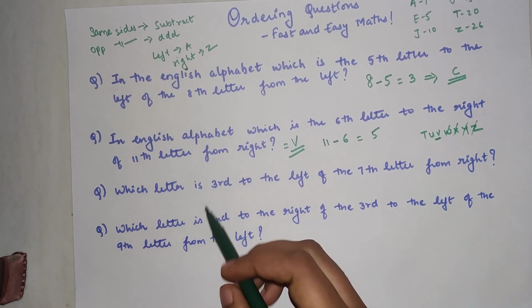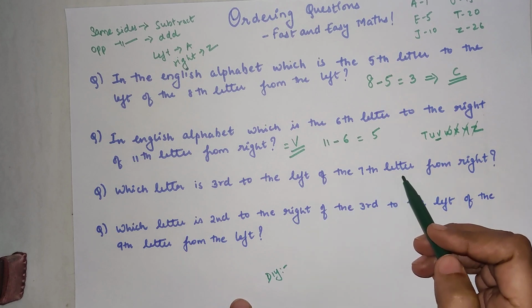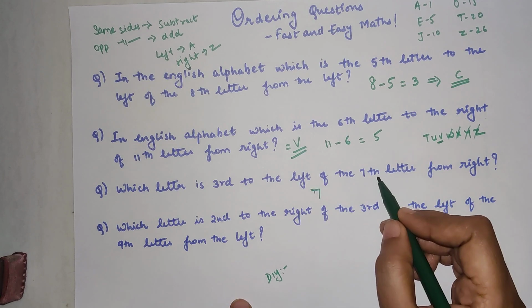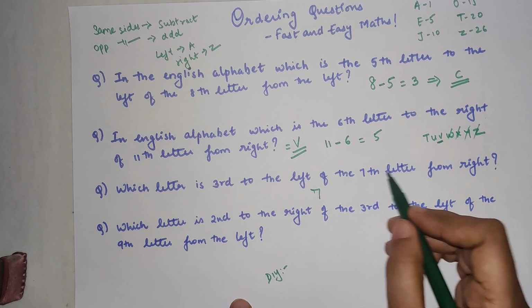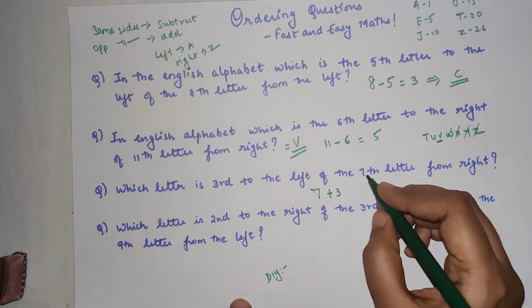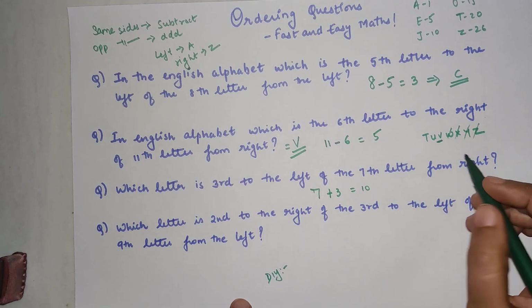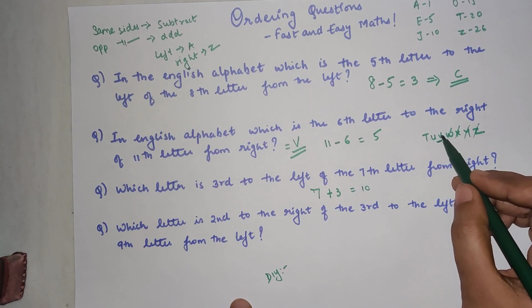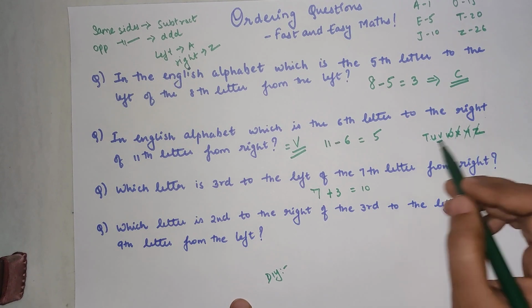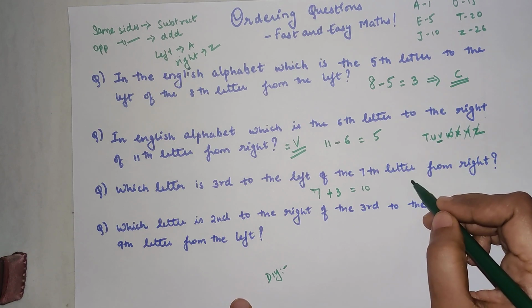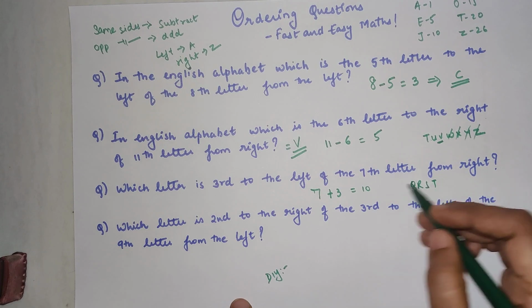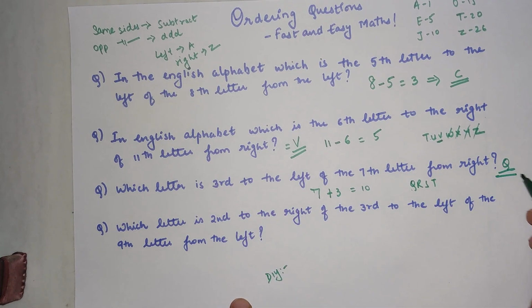So the next question is, which letter is 3rd to the left of the 7th letter from the right? Again, we are starting with 7 because that's the innermost detail or the last detail given. Now this is right and this is left, so you are going to add. So now this is 10. Understand, 1, 2, 3, 4, 5, 6, 7. We already have 7 letters from Z, which is T. So Q, R, S, T. So this is 7, 8, 9 and 10, right? So the answer to this one is Q.